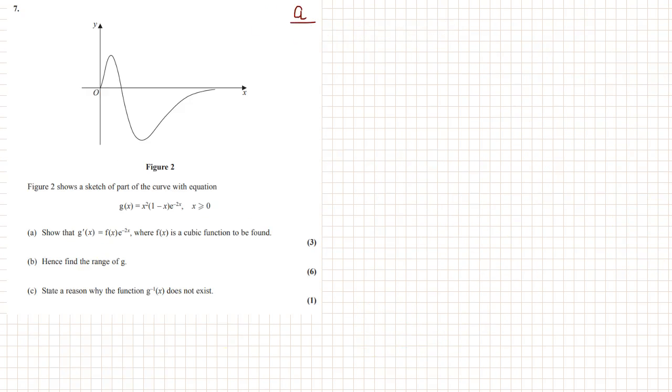Part A. It says that g(x) is equal to x squared. If you open the bracket, that will be x squared e to the power minus 2x minus x cubed e to the power minus 2x. Show that g dash x, that is a differentiate.